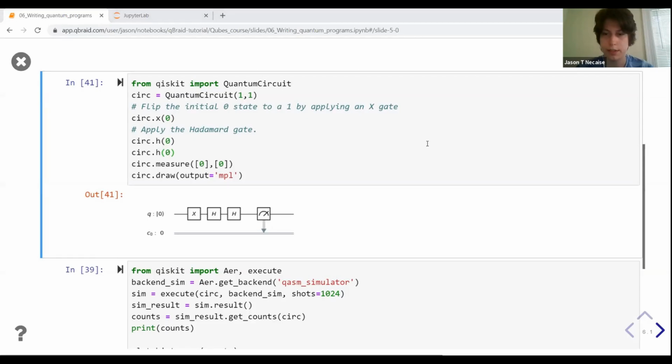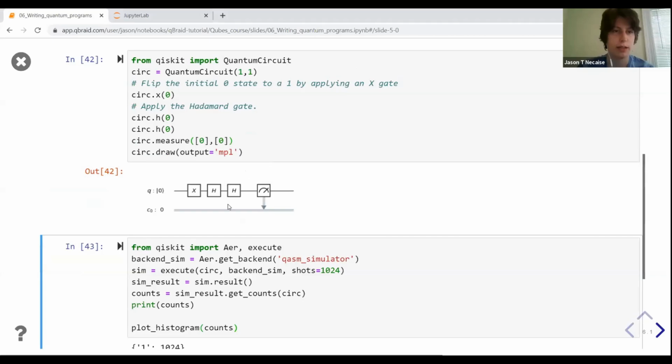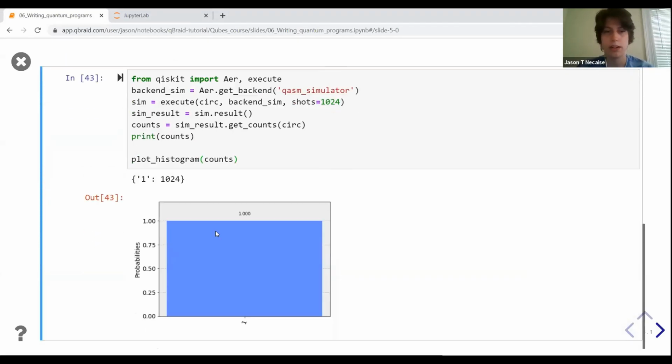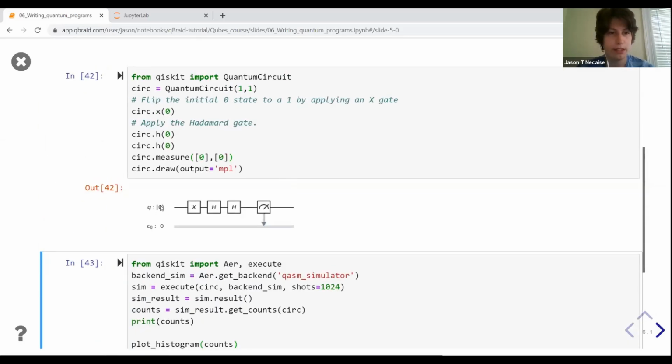I think it's 50-50. So Ben has it. The Hadamard is its own inverse. We say that it inverts itself, right? It cancels itself out if you perform it sequentially. So this time it's 100% 1, right? We started in the 0 state, we flip ourselves and get into the equal superposition. However, the Hadamard cancels itself out and we get 1.